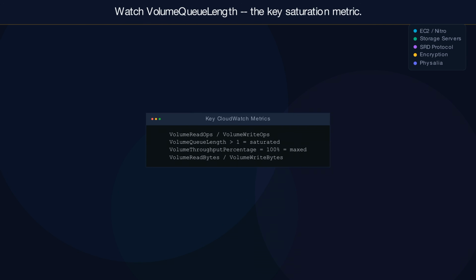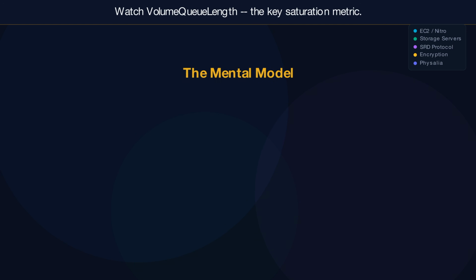CloudWatch metrics are essential. Watch volume read ops, volume write ops, volume queue length, and volume throughput percentage. If queue length exceeds 1, your volume is saturated. If throughput percentage hits 100, you've maxed out the instance or volume limit.